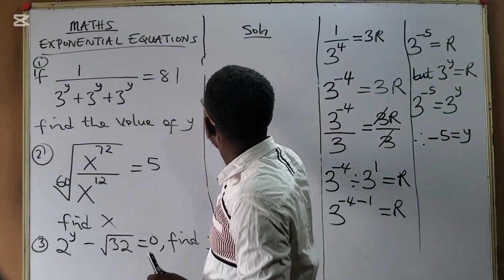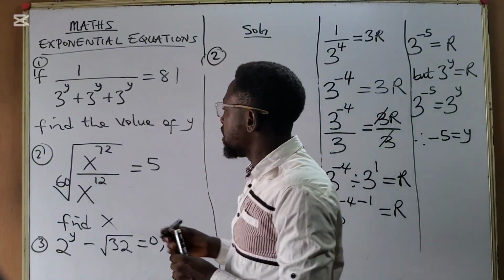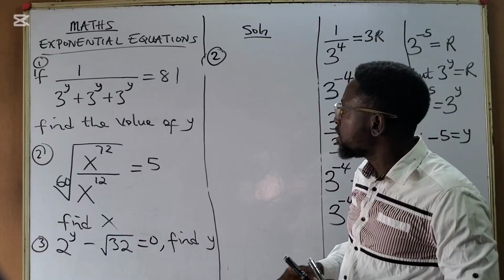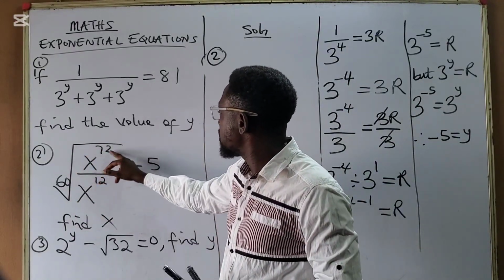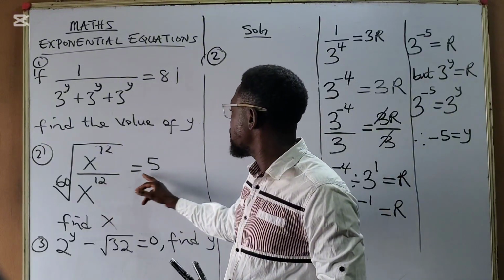Okay, let's take a look at question 2. If you have something like this, the 60th root of x raised to the power 72 divided by x raised to the power 12 equals 5.